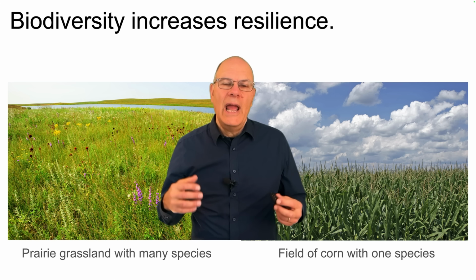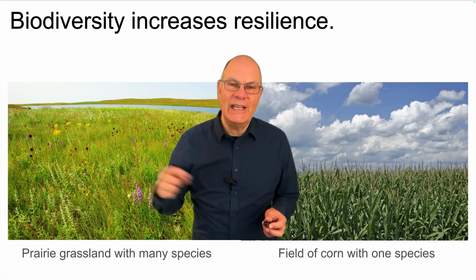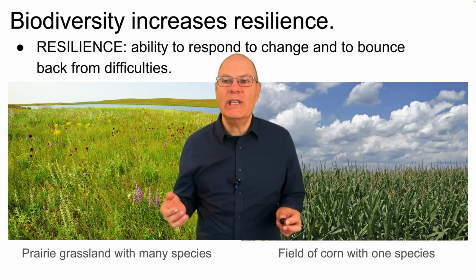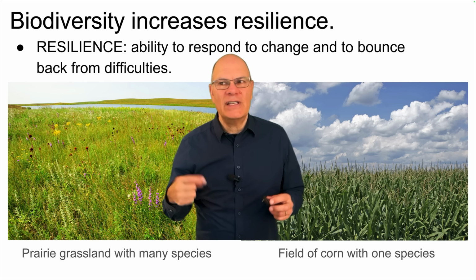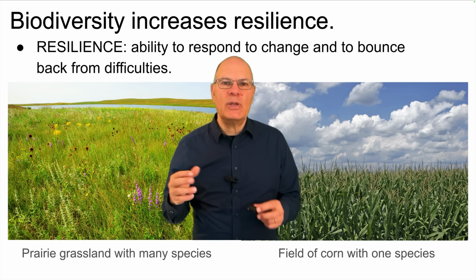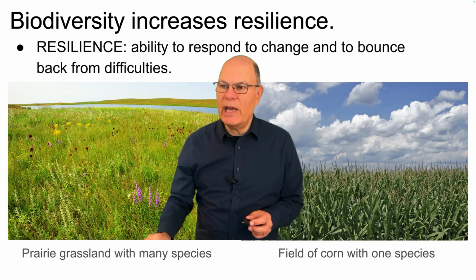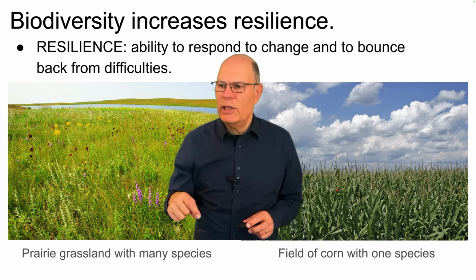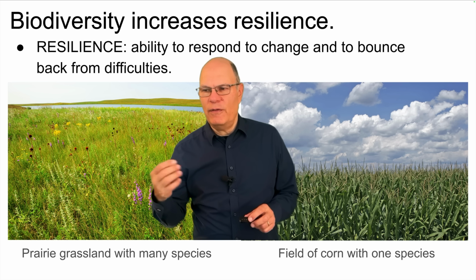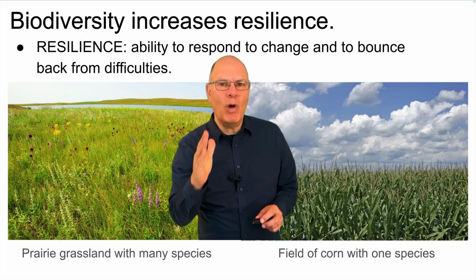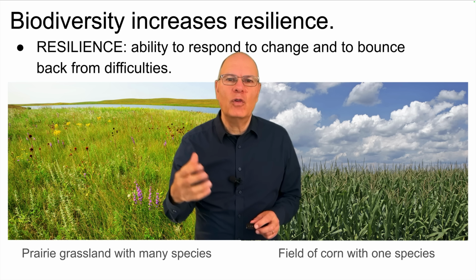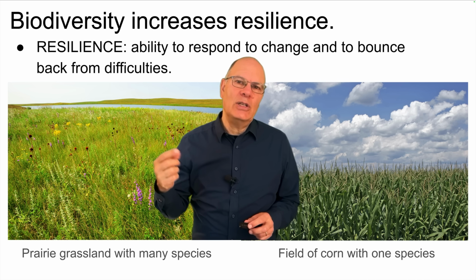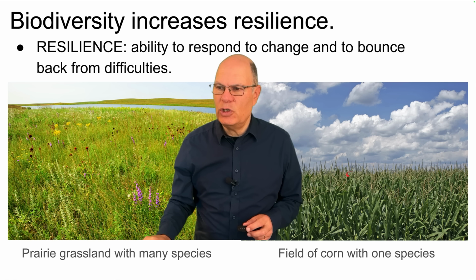An important idea related to biodiversity in AP Bio is that biodiversity increases resilience. What's resilience? It's the ability of a system to respond to change and to bounce back from difficulties. Here's an example. Here's a field of corn with one species, and in fact, in today's world, this might be a genetically engineered field of corn where there's really only one individual that's cloned over and over again. So we have low genetic diversity and low species diversity combined into one.